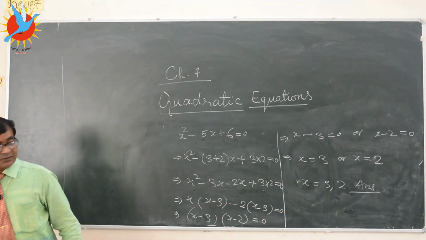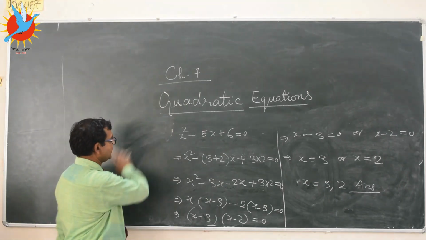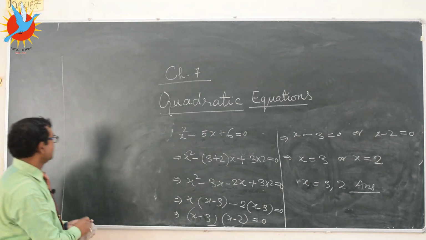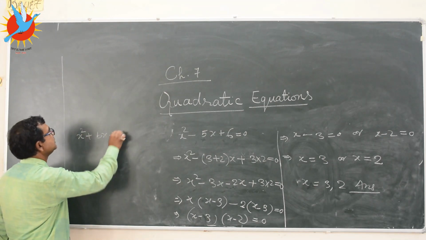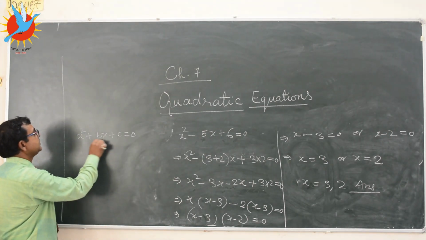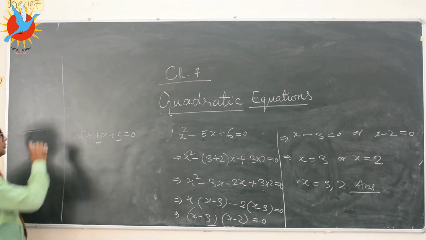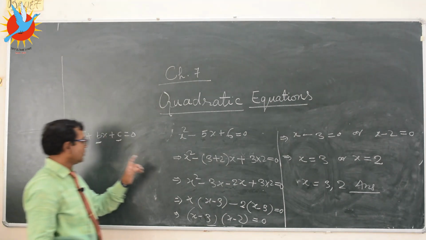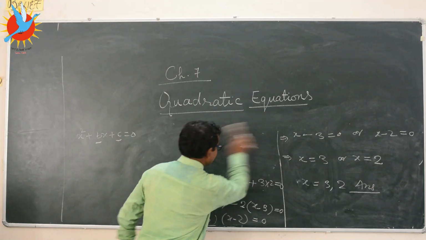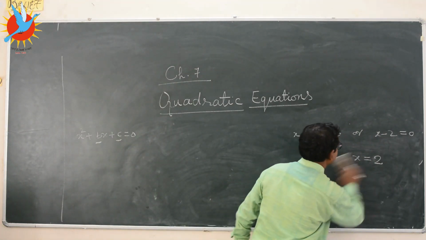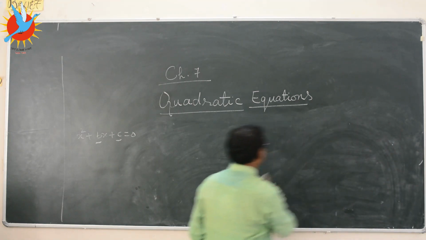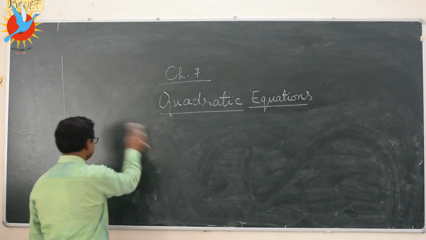Now we have learned to factorize a quadratic polynomial like this: x square plus bx plus c equal to 0, where b and c are not equal to 0 and the coefficient of x square is 1. Now we will see how to factorize a quadratic equation.